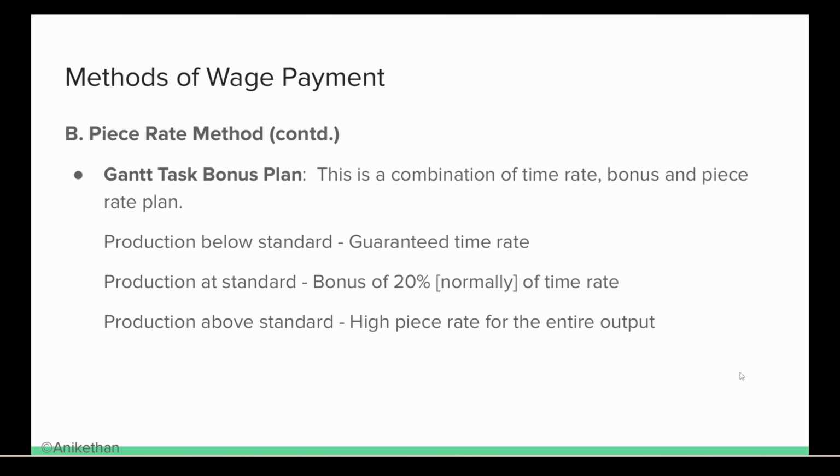Next, you have the Gantt task bonus plan. This is actually a hybrid method which uses both your time rate and piece rate. If the production is below standard, let us take the previous example only.